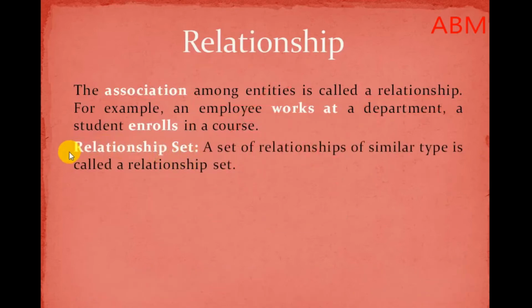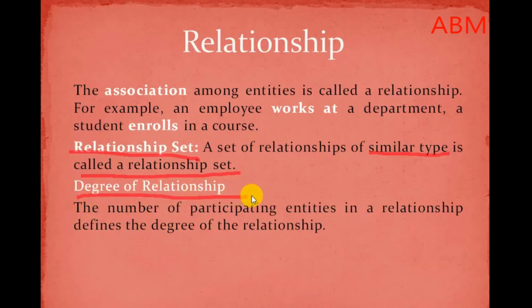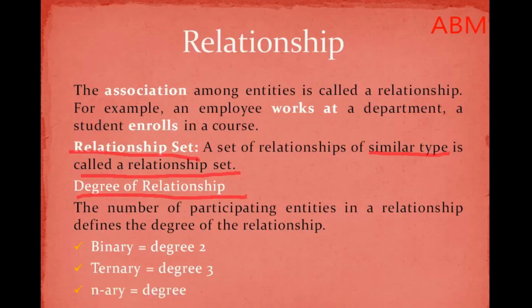A set of relationships of a similar type is called a relationship set, when a similar type of relationship is built between the entities. The degree of a relationship discusses the number of instances that are going to take part in the relationship. It may be binary, ternary, n-ary, etc.